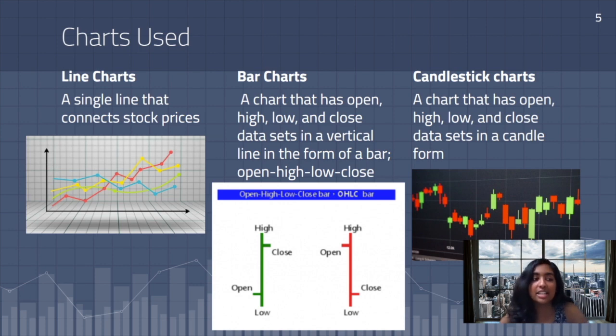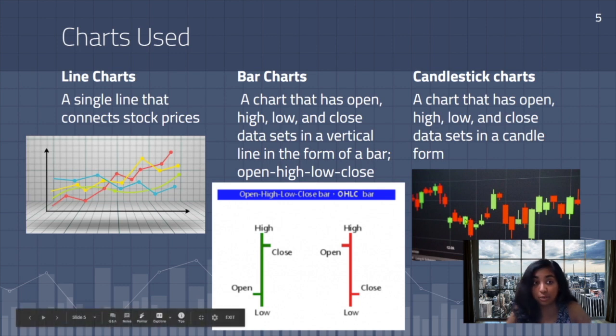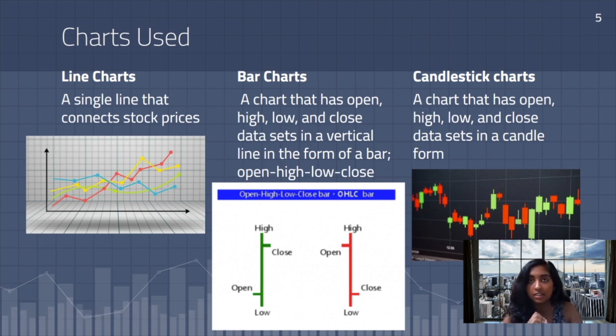The only difference is that the actual body part of a candle, which is referred to as the real body, represents the opening and closing prices of the day. If the real body is red, then that means the opening price was higher than the closing price. But if the real body is green, then that means the closing price was higher than the open.